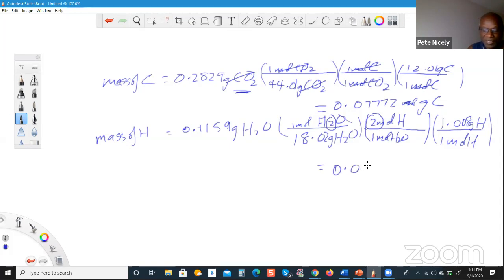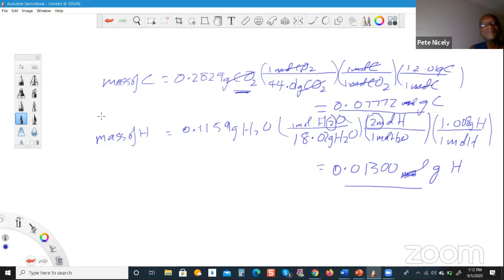4 sig figs. So this will be 0.01300, because I have 0.01296. So yeah, so this would be the grams of hydrogen, all right? So far we have the mass of hydrogen and we have the mass of carbon. But remember, the question says that there's a third element, and that is oxygen. So how do we get the mass of the oxygen?